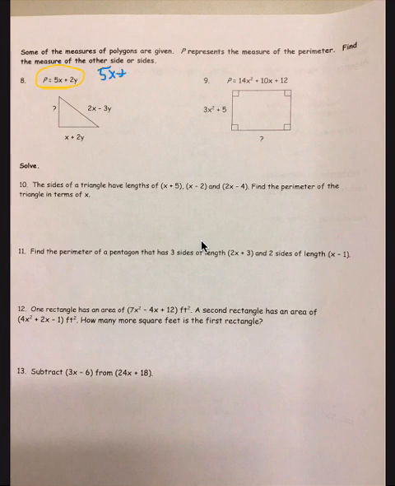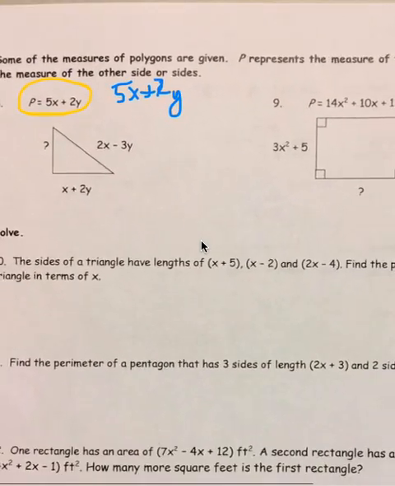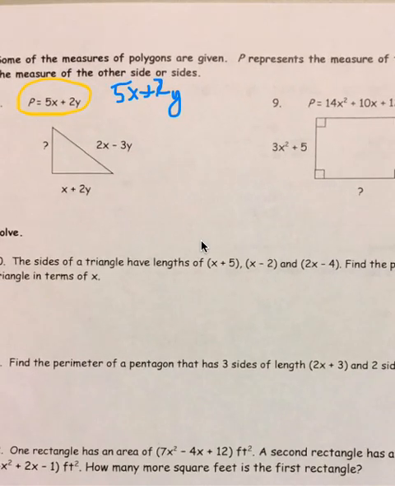5x plus 2y, maybe I'll zoom in on it, and then we need to subtract 2x minus 3y, and we need to subtract, sorry I didn't really give a lot of space, x plus 2y from the overall perimeter.